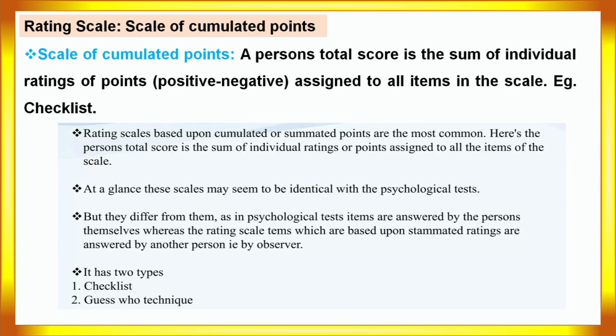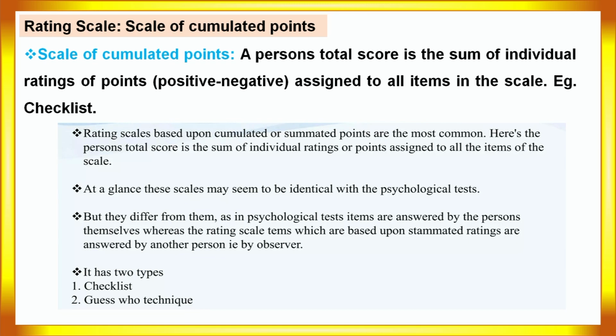As I already said, these standard scales are not commonly used in psychological or behavioral research. The next type of rating scale is the scale of cumulated points. What is the scale of cumulated points? Here a person's total score is the sum of the individual ratings of points, positive or negative, that are assigned to all items of the scale.